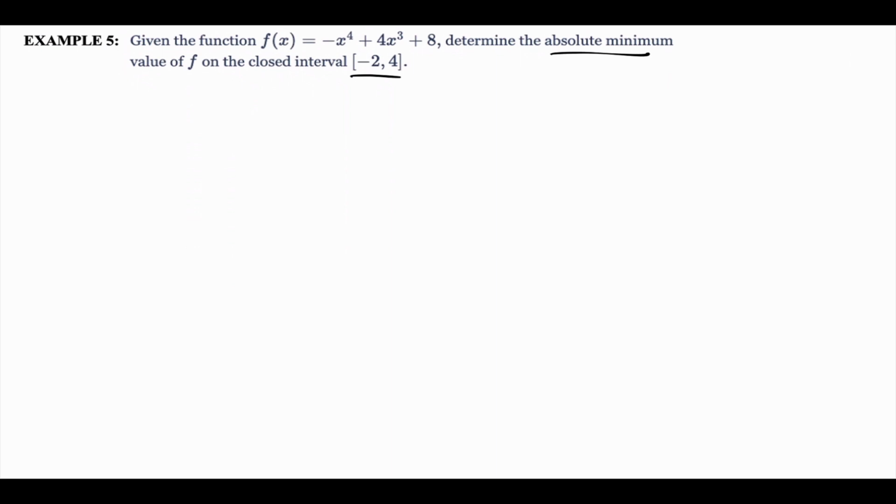So f prime is -4x to the third plus 12x squared. Set it equal to 0.